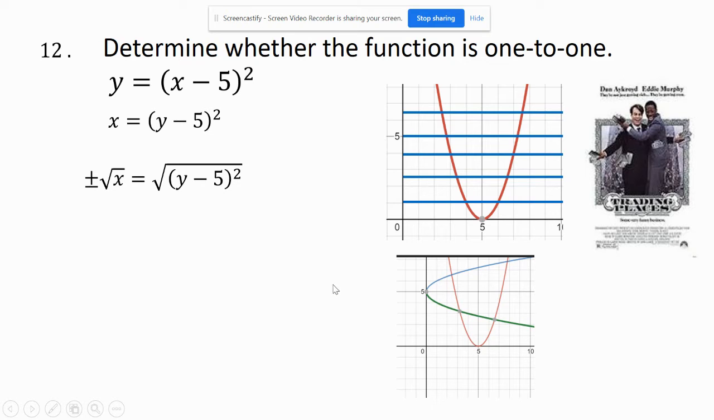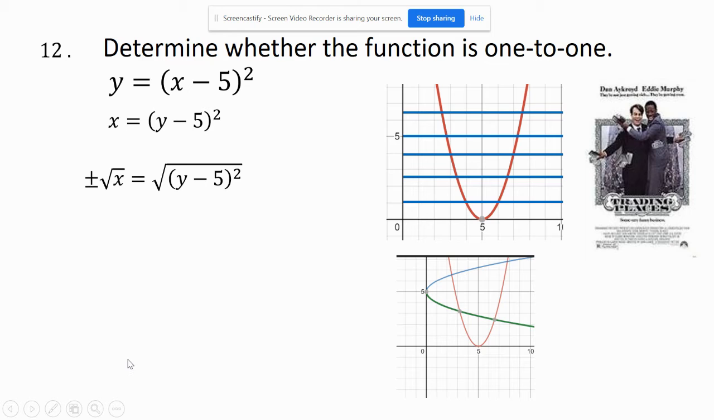Another way we can do it is algebraically, by coming up here and trading places with the x and y. Trade places with x and y, then solve for y, which you would do by square rooting each side. But remember, when you square root, when you're solving, it's a positive or negative, because the square root of 16 is 4 and negative 4.